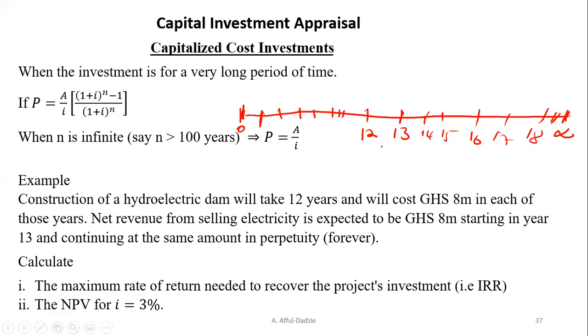Okay, so Akosombo Dam has been generating power for us and has been making revenue for the government. We don't know when Akosombo Dam will stop generating revenue for the government. Okay, so this is like a typical example.